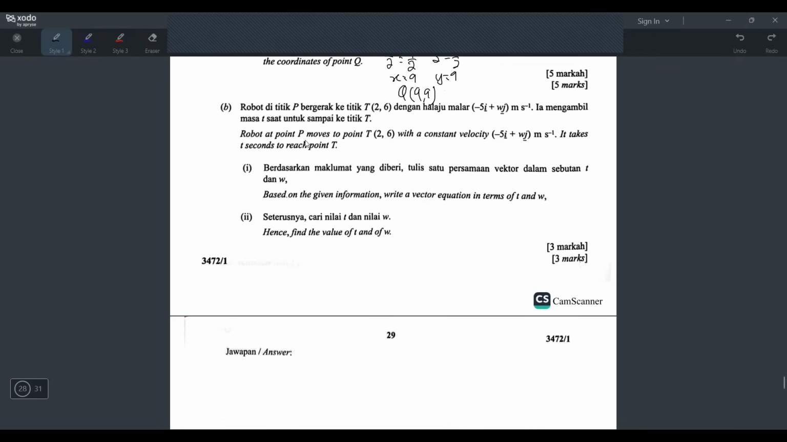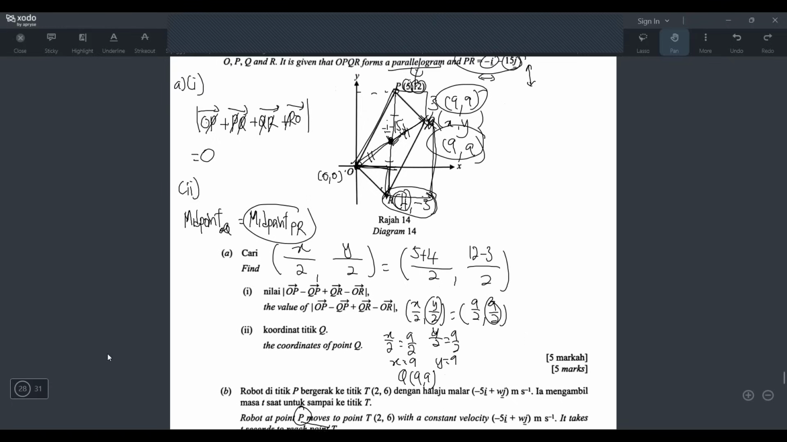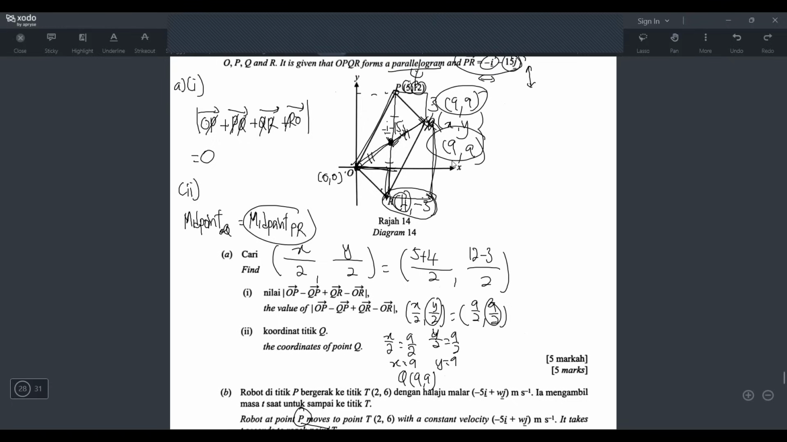Let's see. Robot at point P move. Okay. Definitely it is a locus question, because move is locus. Locus is all about moving point. So robot at point P move. Where is point P? Okay. I think I have to erase all this because it's so messy. Okay, so I will erase all this. Erase, erase, erase.